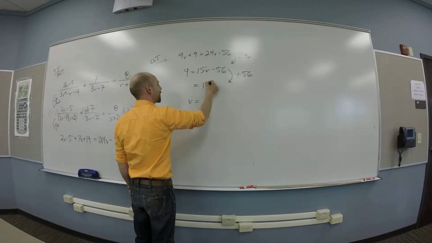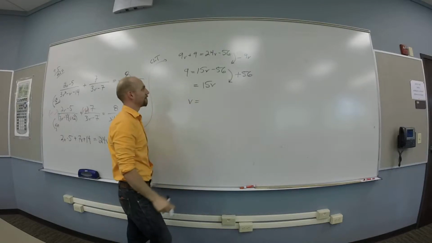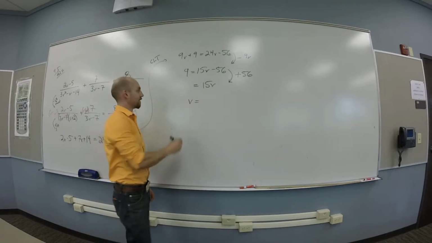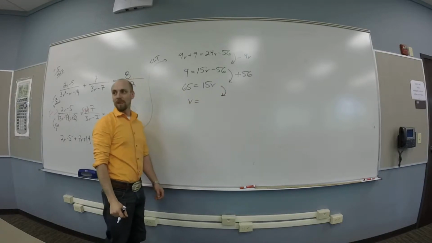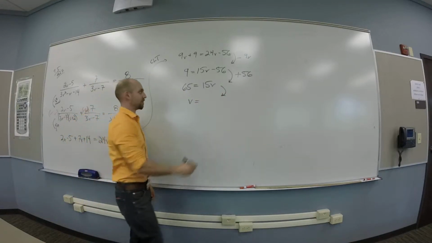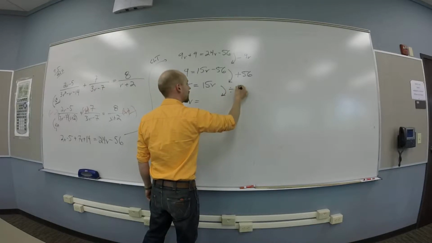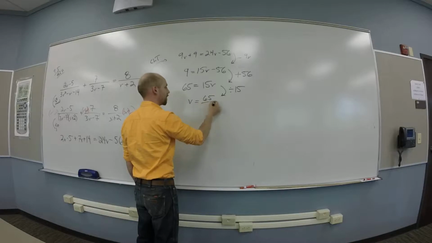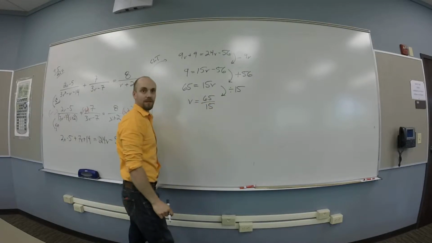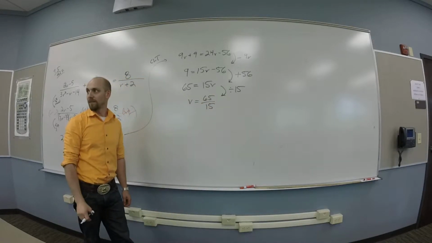So I'll get 15v, and on the left, 65. And then what's this one? Divided by 15. Divide by 15. So you'll get v is 65 fifteenths. Done. Done.